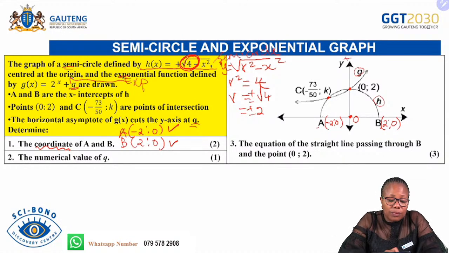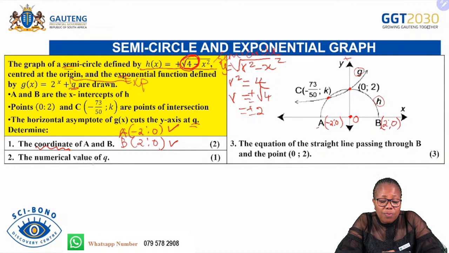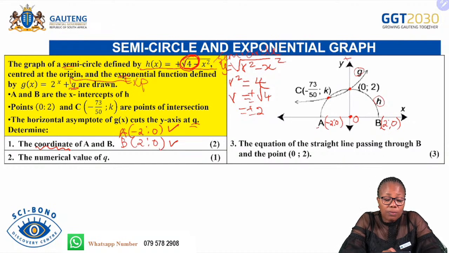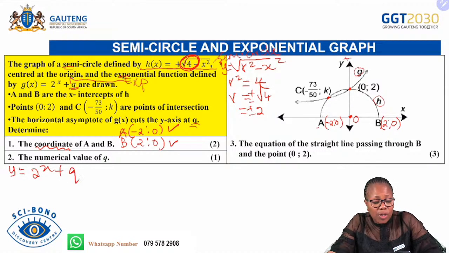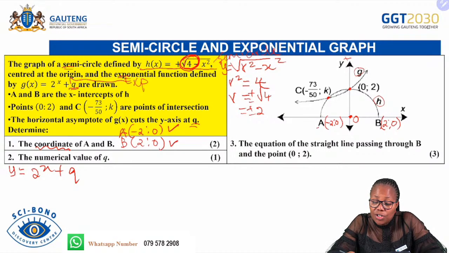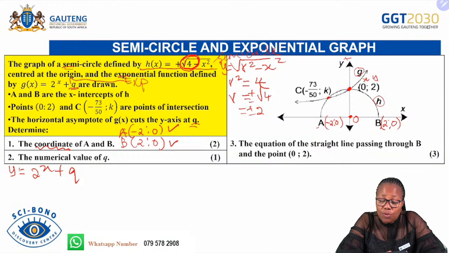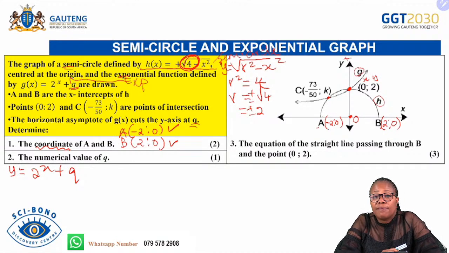And then now, number 2, the numerical value of Q. Remember, Q is in the graph y equals 2 to the power x plus q. That means we are talking about an exponential one, which is the g function. So if we check on g, we have a point with both coordinate values there, 0 and 2. So we can use this particular point as our x and y substituted into our equation so that we can find the value of q.